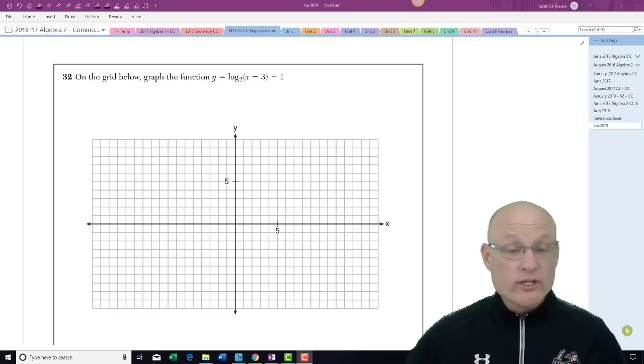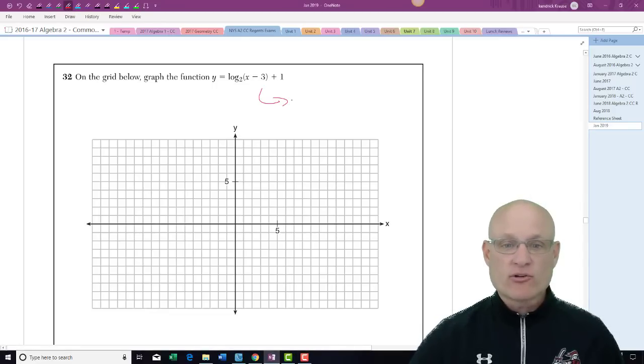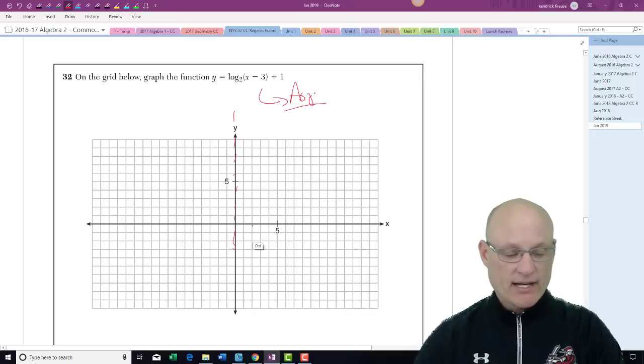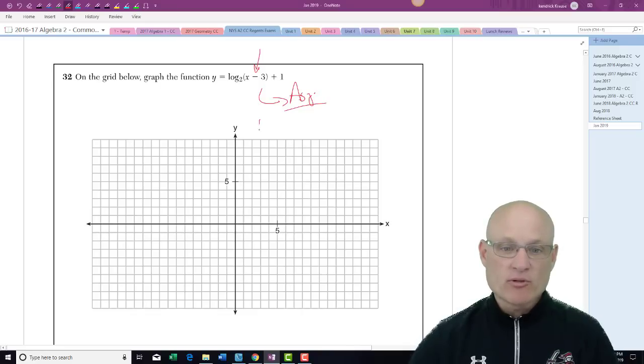Wow, this is a really fair test. I really like this test. It's not a bad test. It's very fair. The one thing you have to remember about graphing a log function is there is always an asymptote, right? So just be careful that there's an asymptote. The normal asymptote is right here along the y-axis. But that's not the case in here because we're moving 3 to the right. So I know my asymptote is going to be right here at x equals 3.